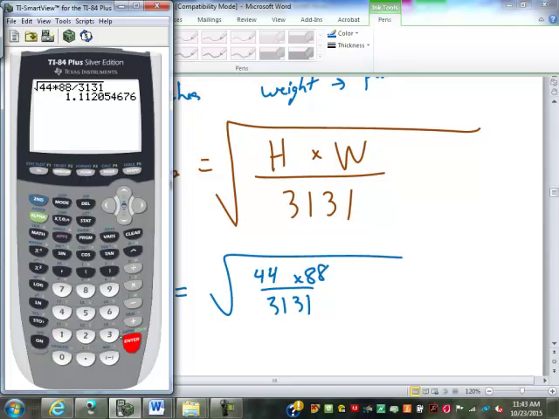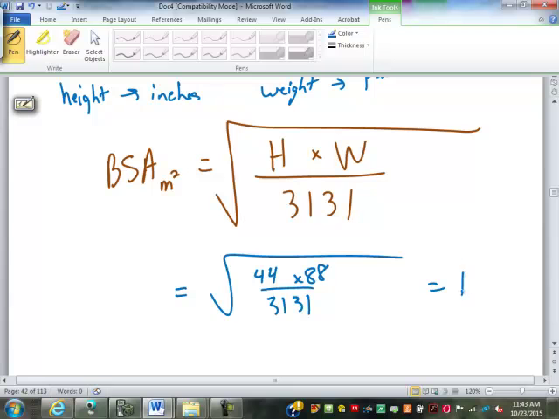Now I get 1.112 square meters. The nomogram gave us, remember, 1.16, 1.17, somewhere in there. The question is, which is more accurate, the nomogram or the formula? Answer is really, who knows? I like the formula better because, like I said, I feel reassured that I just crunched some numbers and I got an answer.